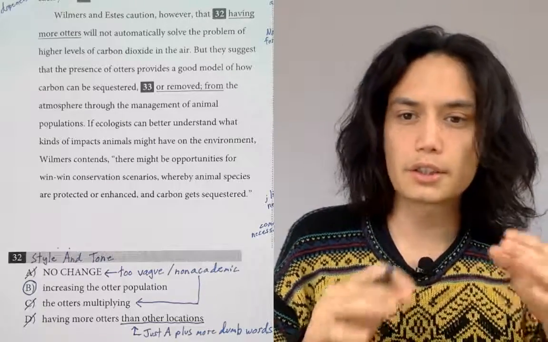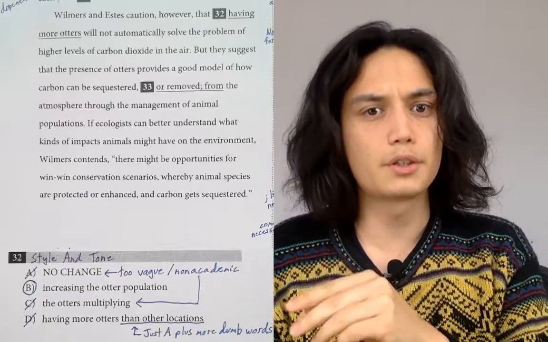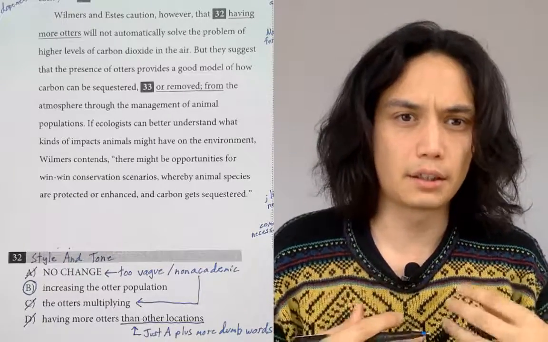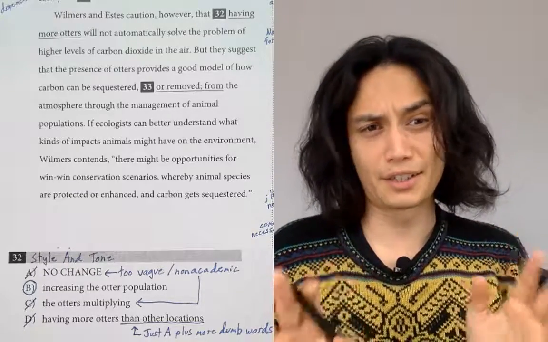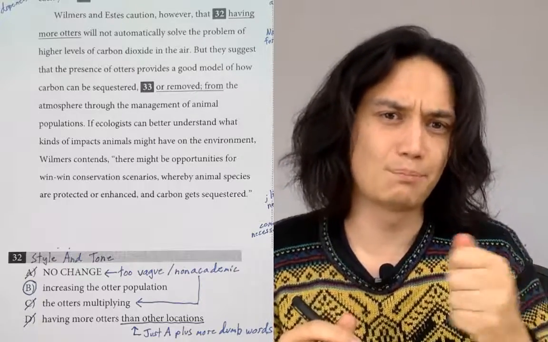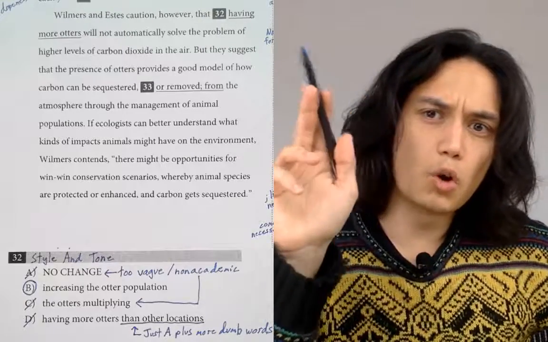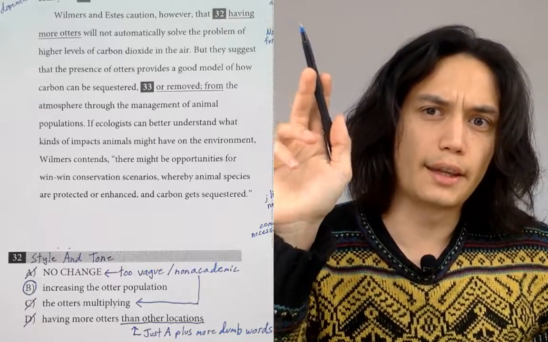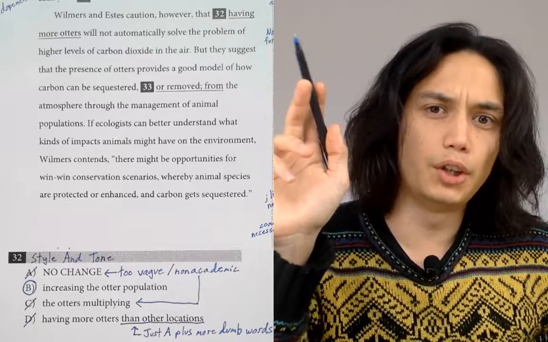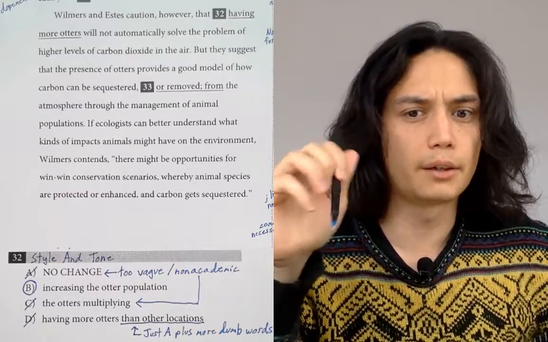Okay, so let's go through as well as we can each of these answer choices. I'll do what I can to go beyond just "that's not how scientists say things" and try to give as much reason as I can beyond mere convention. So here we're saying, "Wilmers and Estes caution, however, that having more otters will not automatically solve the problem of higher levels of carbon dioxide in the air."